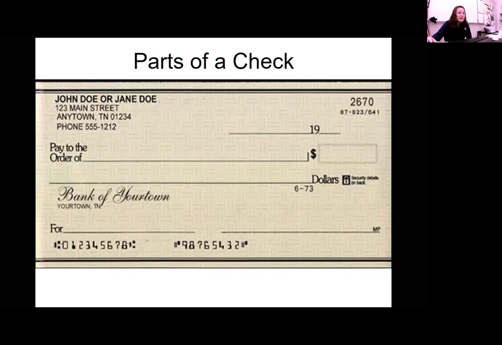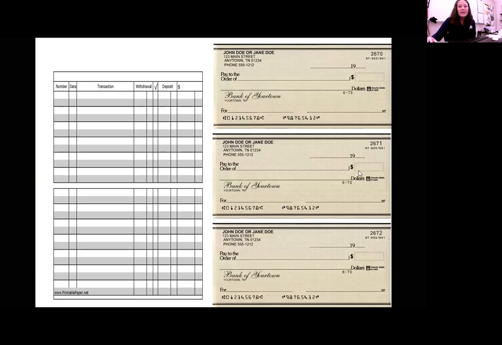Now for our activity. Okay, this is the activity, but you guys are actually going to do it on a sheet of paper. And I've given you specific directions on how to do this on your sheet of paper. Okay, that is in Canvas, but you're going to fill out 3 checks to whoever or whatever businesses you want to, and then you're going to record those checks in your check register. So in Canvas, let me show you where that is.